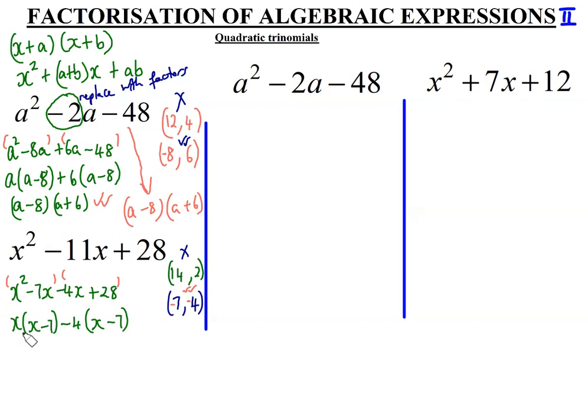Then you have similar expressions here, x minus 7, x minus 7. So we're going to take out x minus 7. Then if you take out x minus 7, you're left with x minus 4. This is what we have. This becomes our answer.